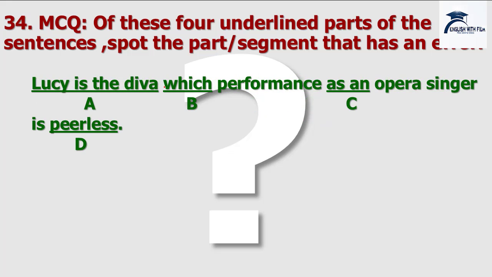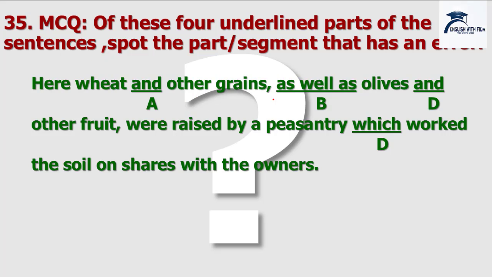Lucy is the diva. Diva means a very influential lady. Lucy is the diva, which performance? Diva is an influential lady. We cannot use which, we will use who. Wheat and other grains as well as olives and other fruit were raised by a peasantry which worked the soil on shares with the owners. Here you can see peasantry takes which, that is wrong, because which is used as a relative pronoun or relative conjunction to show inanimate or lifeless things. Peasantry is referred back to farmers, so we'll use who worked.